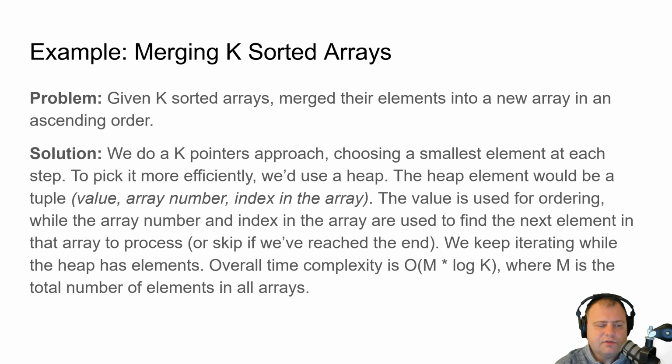The value is needed for ordering, while the array number and index would be used to find the next element in that array to process, or alternatively skip it if you already reached the end. Note that if some arrays are originally empty, they shouldn't even get added to the heap. We keep iterating while the heap has elements. The overall time complexity ends up being O(m log k), where m is the total number of elements in all arrays. It's pretty good.